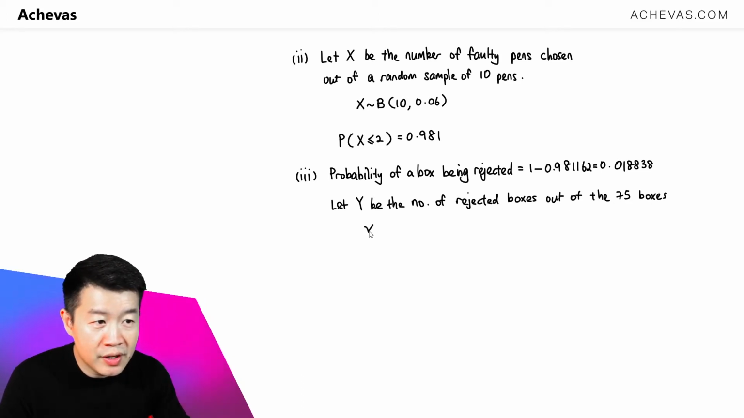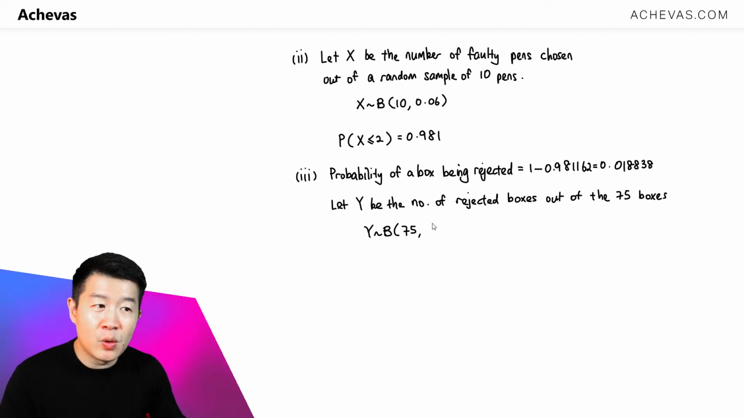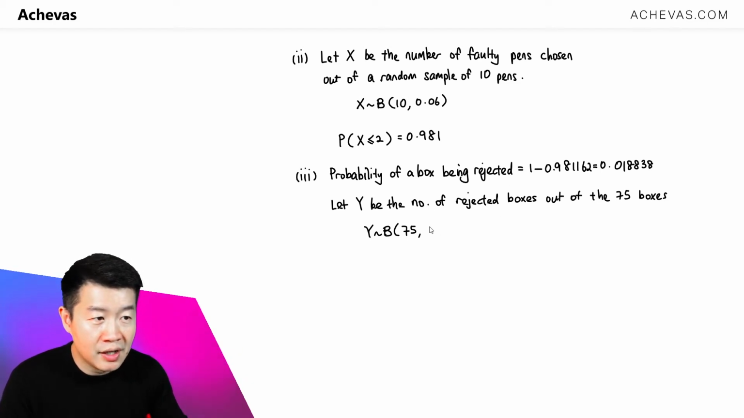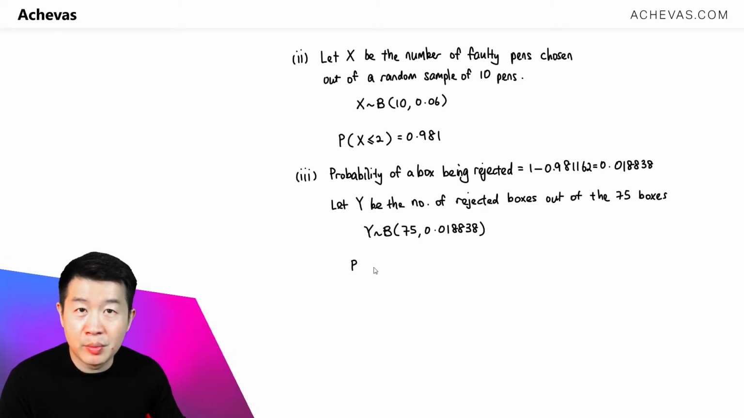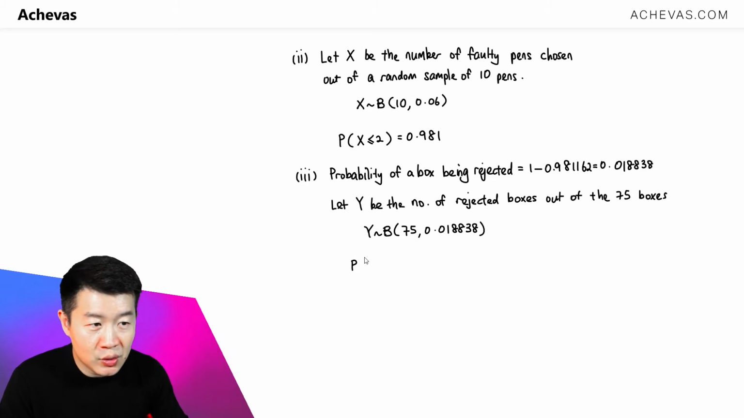And if we were to let Y be the number of boxes that are rejected out of the 75 boxes, Y over here will also follow a binomial distribution. Out of 75 boxes, the probability for one of the boxes to be rejected is 0.018838. And what we want to do now is to find the probability that more than 5% of the boxes are going to be rejected. So it is the probability that Y is more than 5 over 100 of 75.